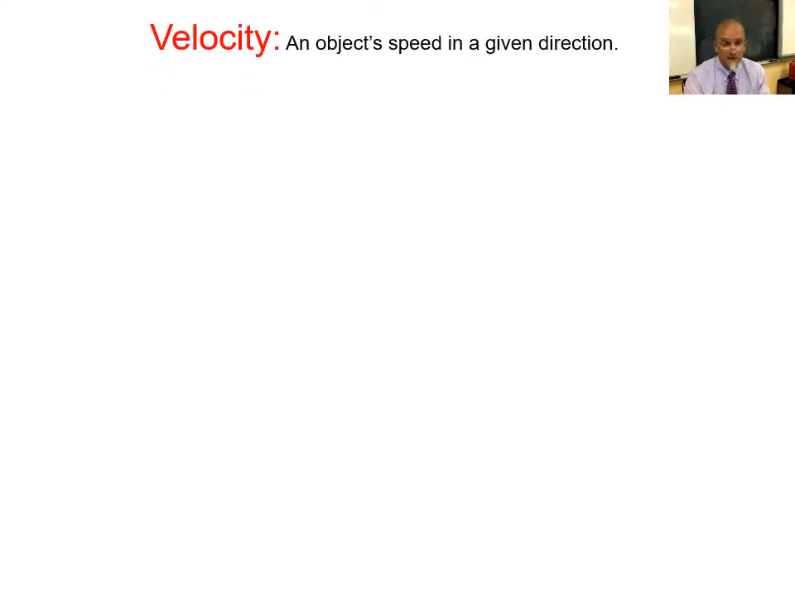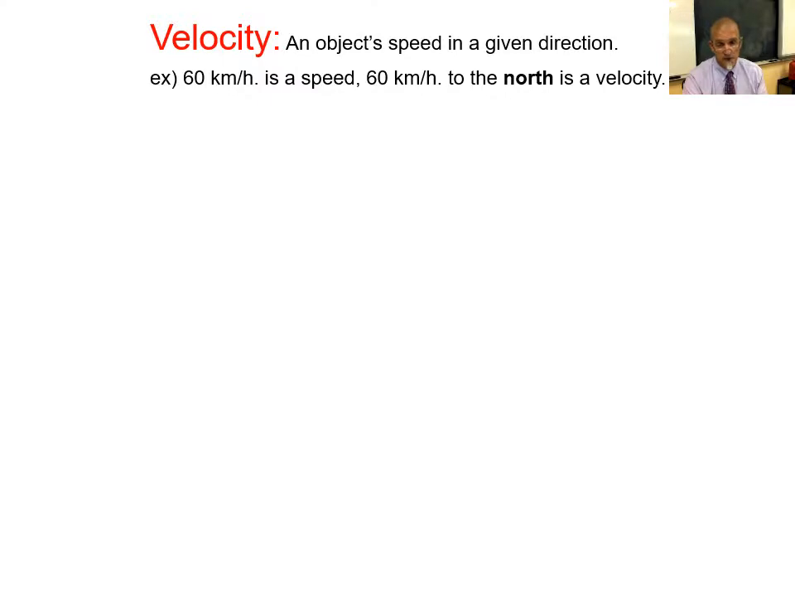Velocity is technically defined as an object's speed in a given direction. And therefore you can see the difference. It's not just how fast it's going or the speed, but in a given or a particular direction. For example, 60 kilometers per hour is a speed. 60 kilometers per hour to the north is a velocity. In the second example, we've given a direction. Therefore, we've really specified the velocity, not just how fast.